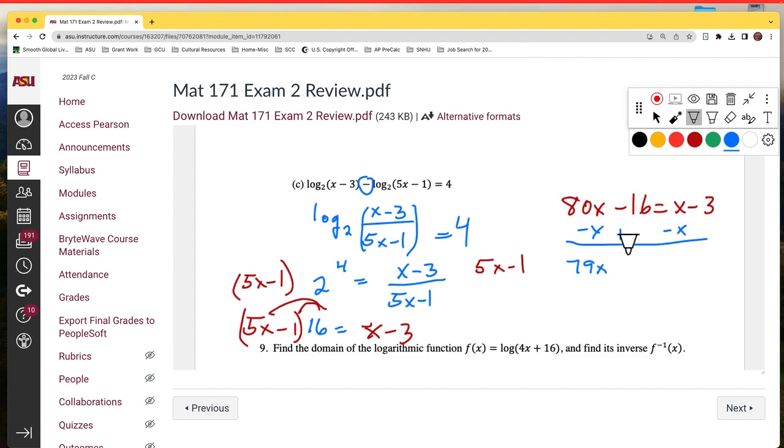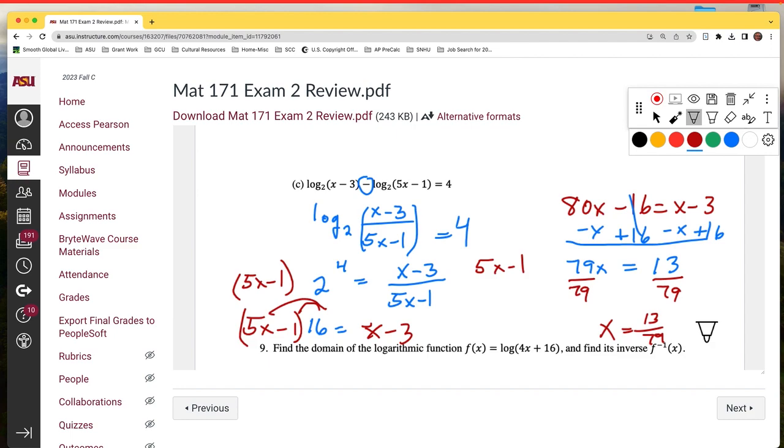I guess at the same time I could add 16 to both sides. And you might want to do that in 2 steps. I like to just save some writing. Negative 3 plus 16 is going to be 13. This, and then we would divide both sides by 79. So x equals 13 over 79.